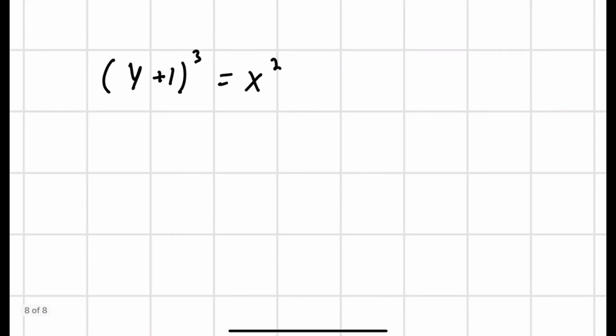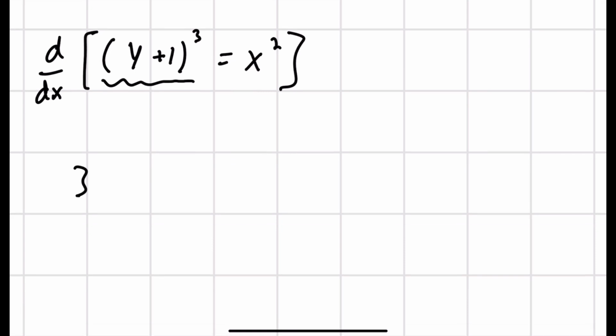In this video, we will be doing some additional examples for implicit differentiation. So let's say we have this equation and we want to implicitly differentiate it. We would first have to apply the chain rule for (y + 1) cubed. So this will give us 3 times (y + 1) to the power of 2 times, and now we have to find the derivative of the inner function.